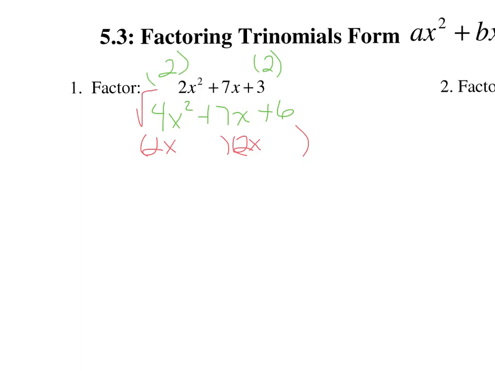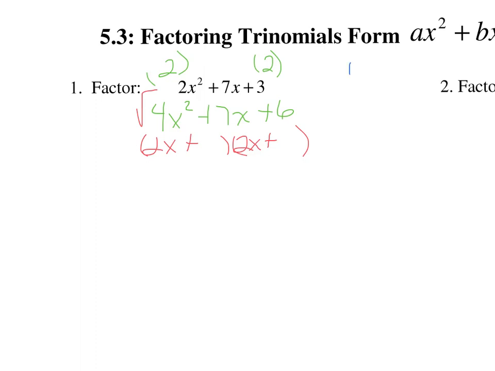We do the same thing we did with the signs with standard trinomials. The first sign comes down, and then we multiply the signs to get the second one. So positive times positive makes positive. And now we look for two numbers that multiply to make 6, but add to make 7. Because they're the same signs, they will add to make 7. So the two numbers that multiply to make 6 and add to make 7.